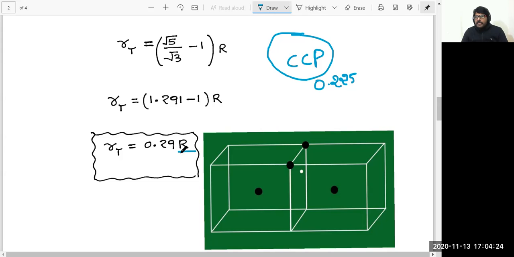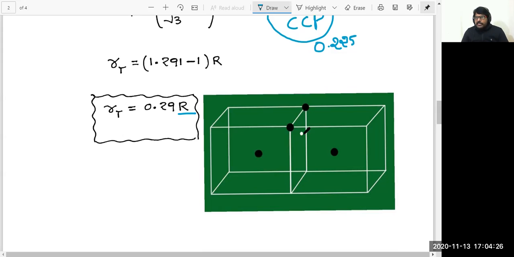So finally, the points: where is the tetrahedral void? How many tetrahedral voids are present per unit cell of BCC? What is the radius ratio? Okay, you can bring this capital R this side, that becomes the radius ratio. So this is about a tetrahedral void, and this is not a true tetrahedral. Basically, it is a distorted tetrahedral void.